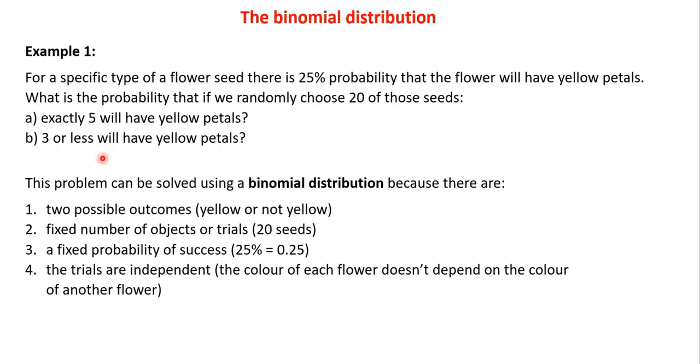This problem can be solved using a binomial distribution because it follows 4 rules. The first one, there are only 2 possible outcomes, yellow or not yellow petals. 2, there is a fixed number of trials. We've got 20 seeds or objects. Number 3, there is a fixed probability of success. 25% is the probability of each seed to have yellow petals, a yellow flower. And number 4, the trials are independent. So the color of each flower doesn't depend on the color of another flower.